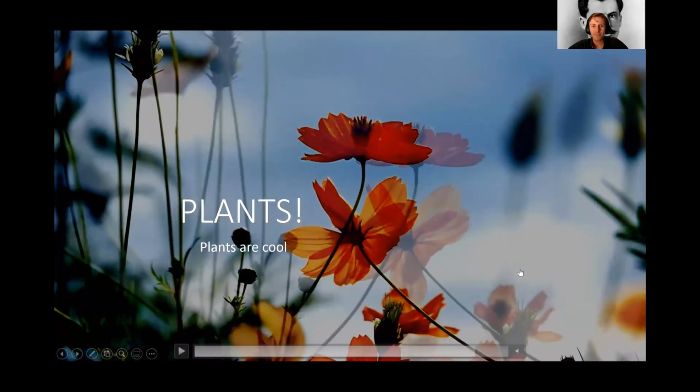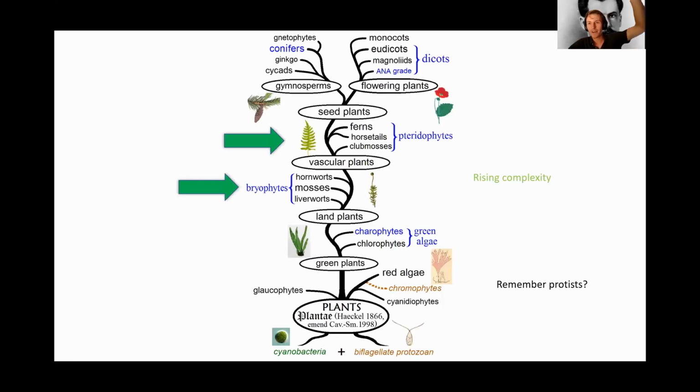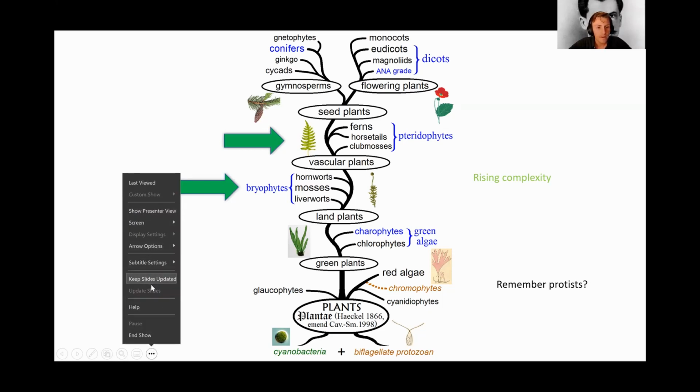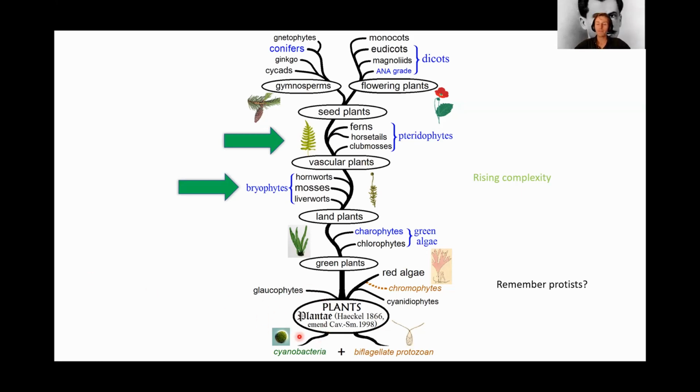All right, so where do plants come from? Well, let's look at their evolutionary lineage. Here we have a tree of life of just plants. So we look at the base here. Right here. These are the most primitive forms of plants. These are the ancestors of plants.